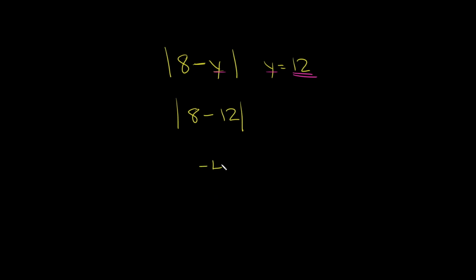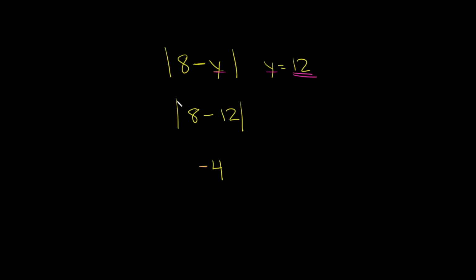Okay, here's another one. What if we had the absolute value of 8 minus y? And I'm going to tell you that y is equal to 12. So in this case, I'm telling you that y is 12, so I'm going to plug in 12 for y right there. So this is going to simplify down to the absolute value of 8 minus 12. All right, now we can simplify this a little bit. What's 8 minus 12? Well, that's going to be -4.